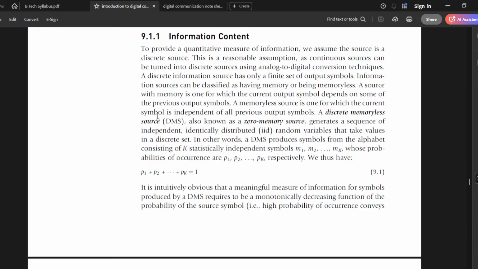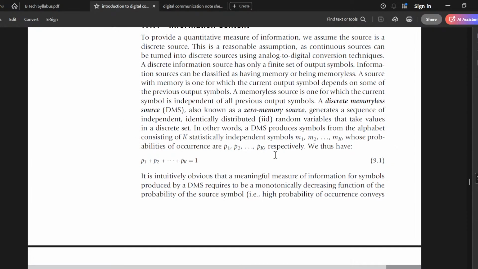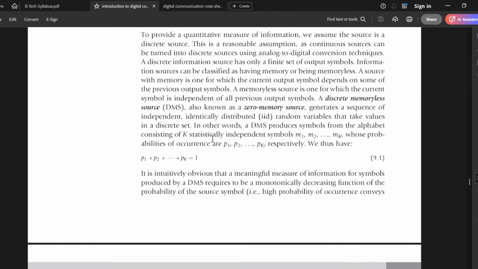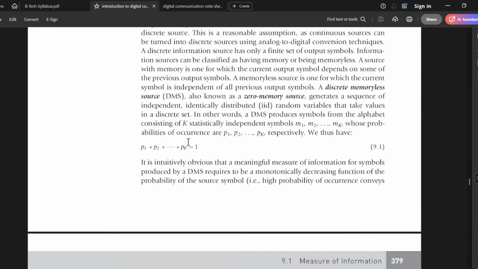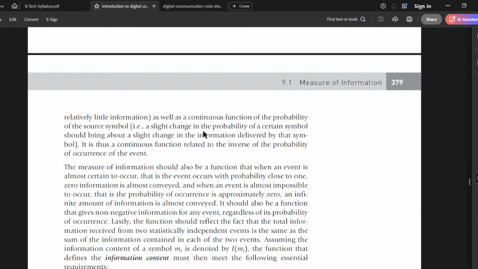A discrete memoryless source, DMS. So let me just note it down. DMS is discrete memoryless source, also known as zero memory source. So this is also called a zero memory source. It generates a sequence of independent identically distributed random variables taking values in a discrete set. In other words, a DMS produces symbols from the alphabet consisting of k symbols M1, M2, and so on. We will understand by the example.